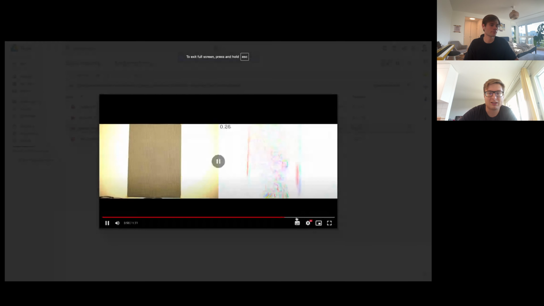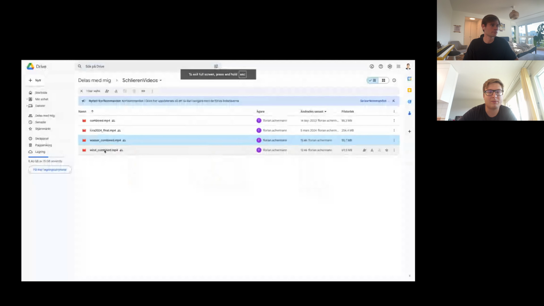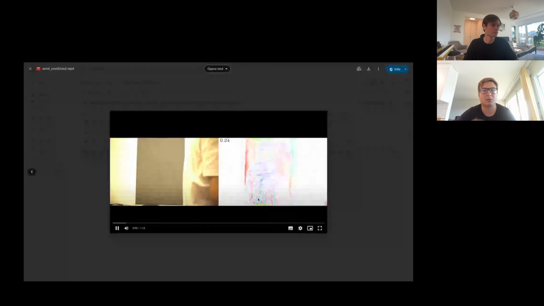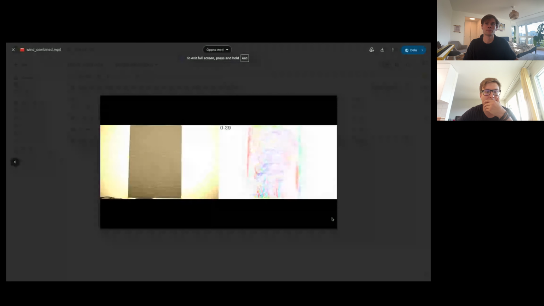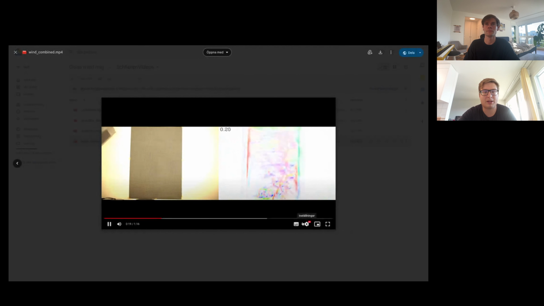Maybe if we can go to the other video, the one with the wind, or the one at the bottom. There you can see some distinctly different flow patterns. So for example, once he starts moving it up and down, you can see the flow reacting a bit due to the induced wind. And our network really can pick this up quite well.